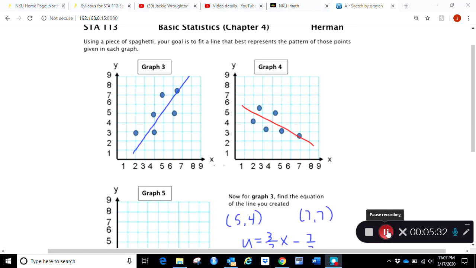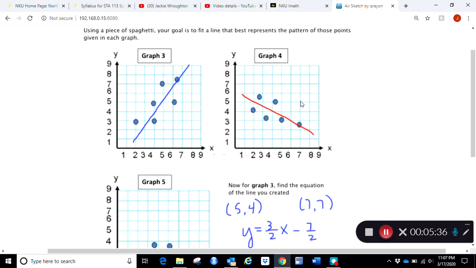Alright, so let's see if your line looks somewhat similar to the lines I've put on here. With my graph 3, I'm hoping that first of all we would all agree that this would have a positive slope. No matter what, you have some type of positive looking line on your graph. It might not be exactly where mine is.